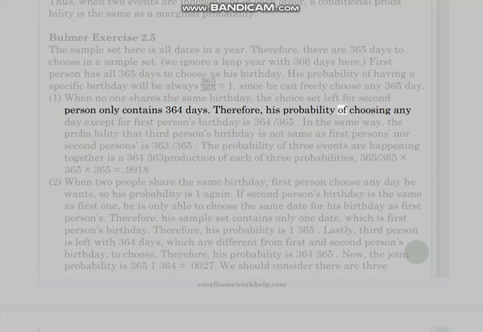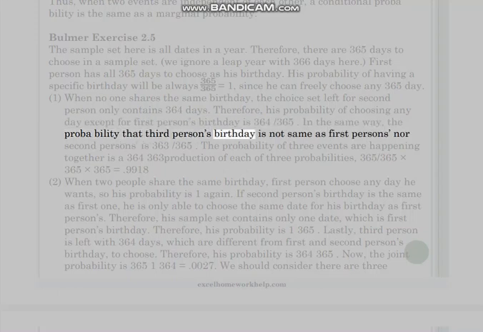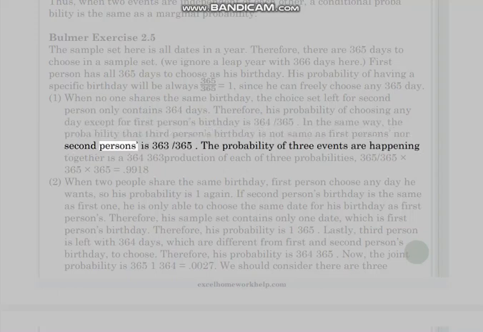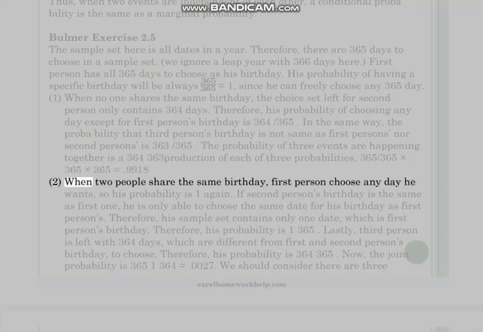Therefore, his probability of choosing any day except for the first person's birthday is 364/365. In the same way, the probability that the third person's birthday is not the same as the first person's nor the second person's is 363/365. The probability of the three events happening together is the product of each of the three probabilities: 365/365 times 364/365 times 363/365, which is equal to 0.9918.